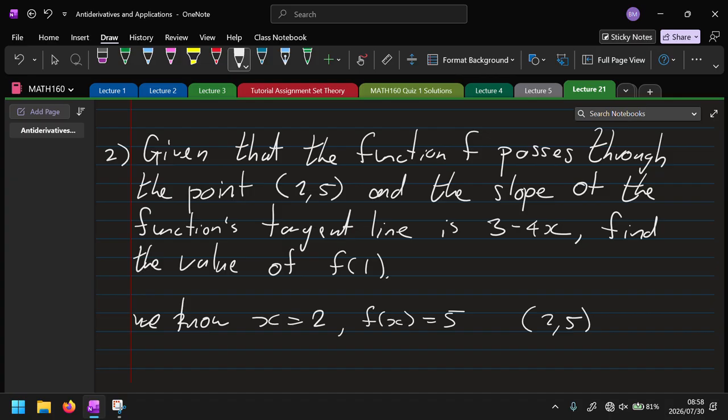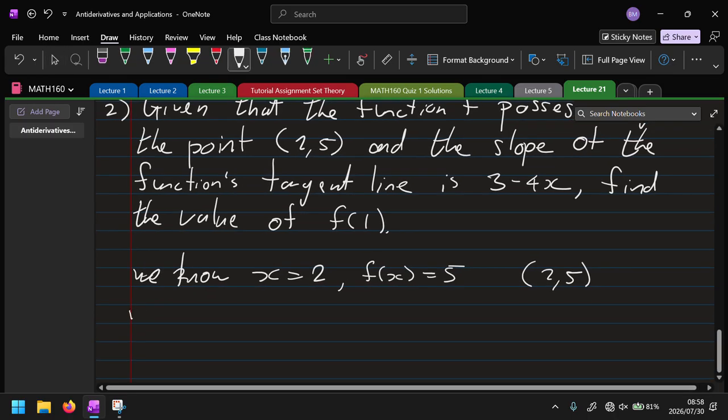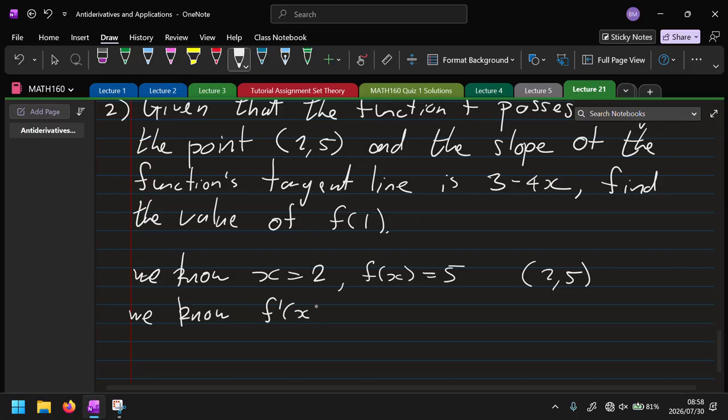Next, we know that the slope of the function's tangent line is 3 minus 4x. Again, this 3 minus 4x is not the tangent line. It is the slope of the tangent line. So this must be f prime. Is everyone clear on that?